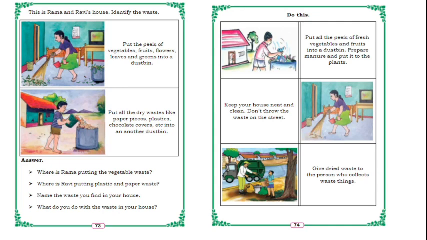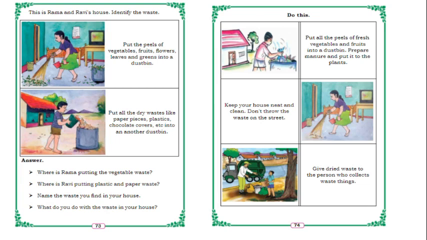So even you have to observe and write. In the next picture, this is Rama and Ravi's house. Identify the waste. What is Rama doing? She puts the peels of vegetables, fruits, flowers, leaves and greens into a dustbin. She is cleaning.